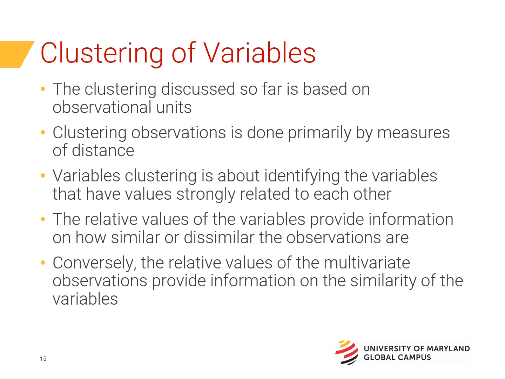Conversely, the relative values of multivariate observations also provide insights into the similarity of variables. When observations possess similar values across a set of variables, it indicates that those variables are closely related and may be measuring similar aspects or characteristics of the data. This information is crucial for feature selection, dimensionality reduction, and data interpretation.